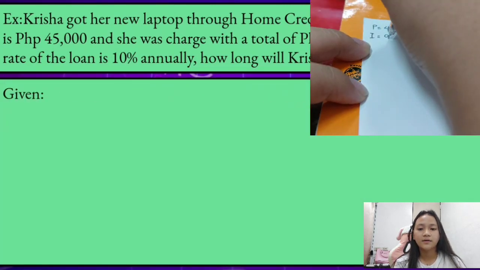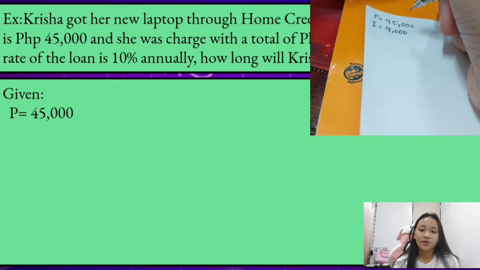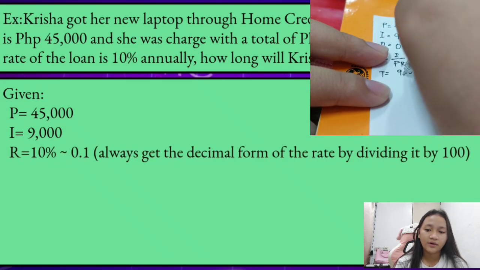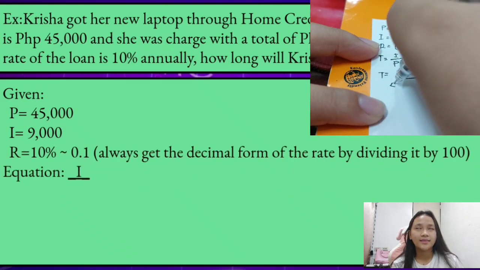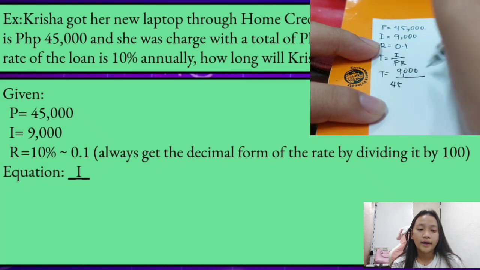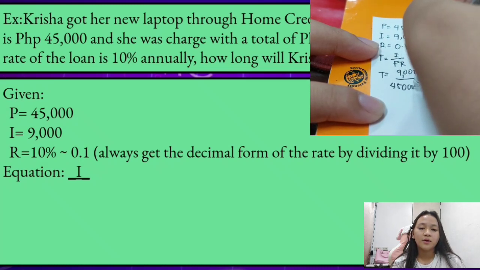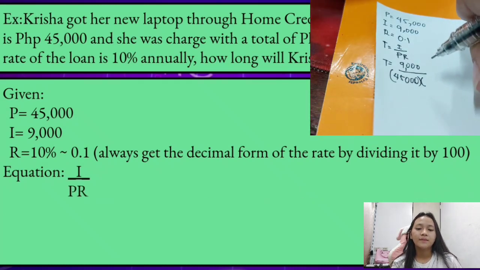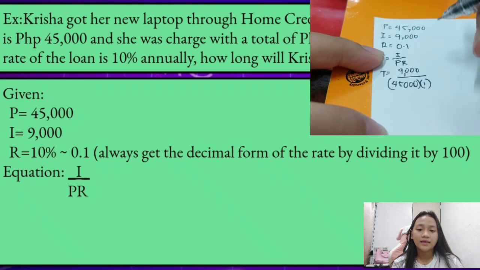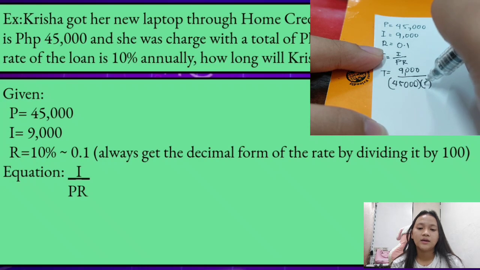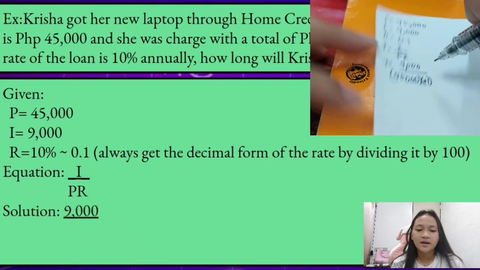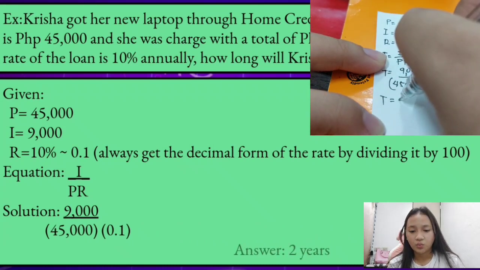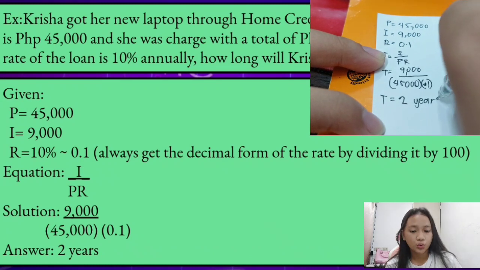So the given are P is equals to 45,000 and I is equals to 9,000, and the rate is equals to 10%, and the decimal form of 10% is equals to 0.1, and the equation is time is equals to I over P times R. And the solution is time is equals to 9,000 divided by 45,000 times 0.1. So the answer will be 2.